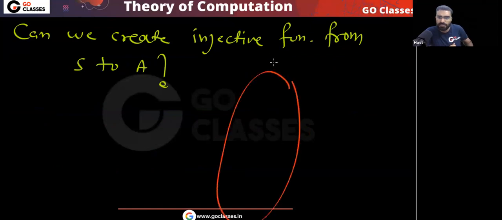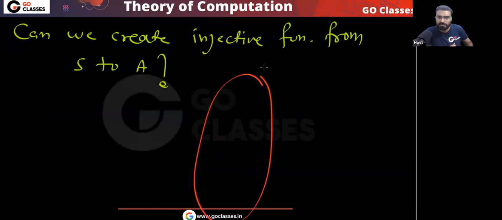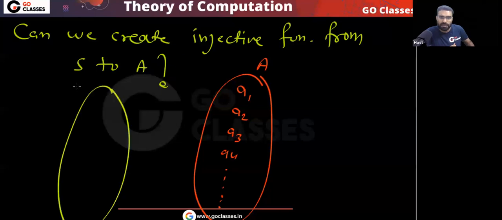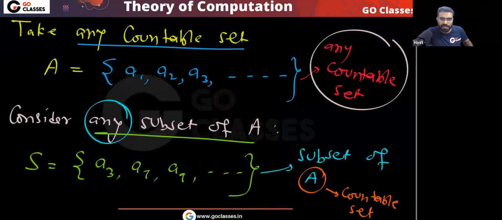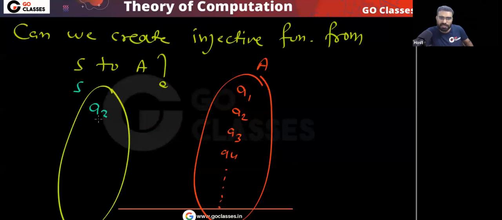This is your set A. Here you have elements A1, A2, A3, A4, and so on. This is your subset S. It has A3, A7, A9, let's assume A10, and so on. So can you give me an injective function?